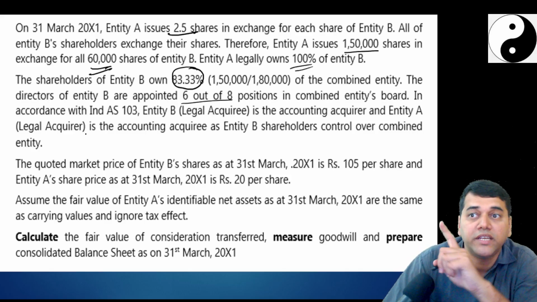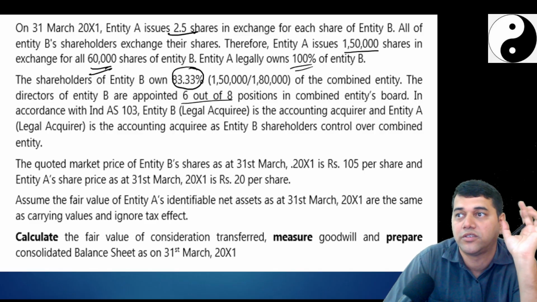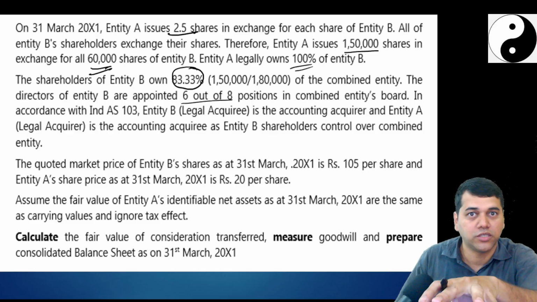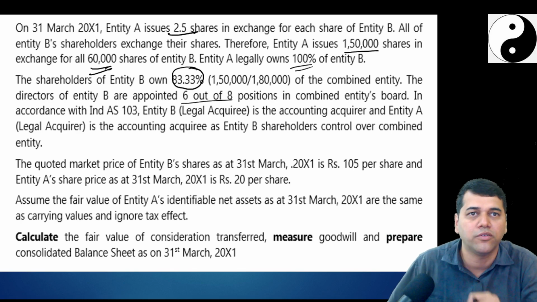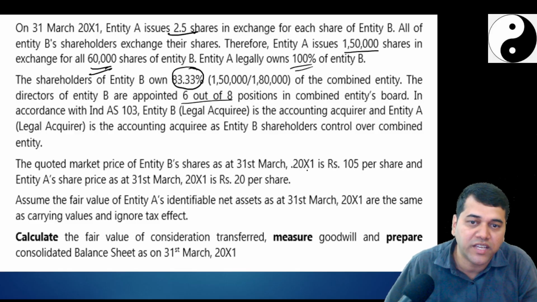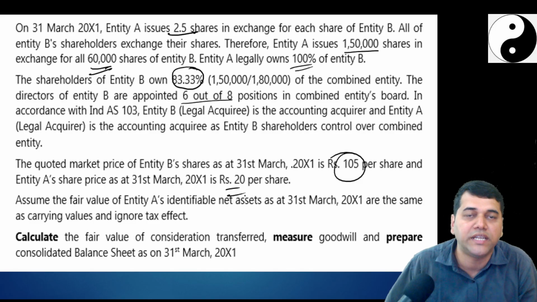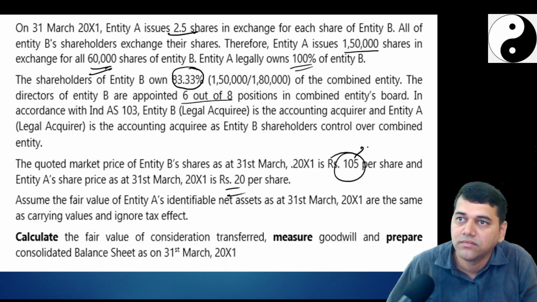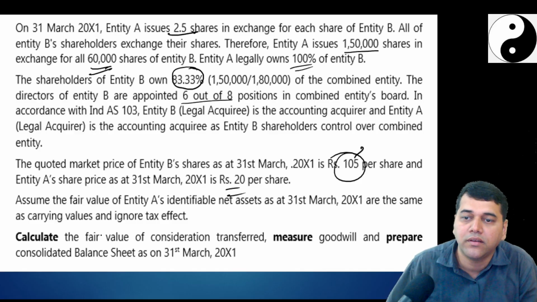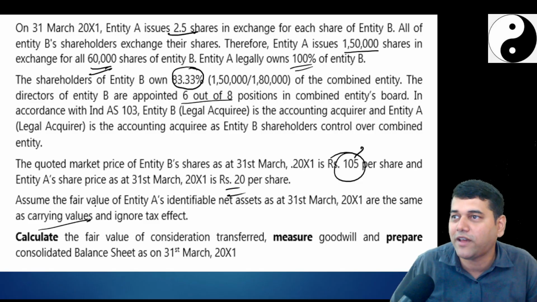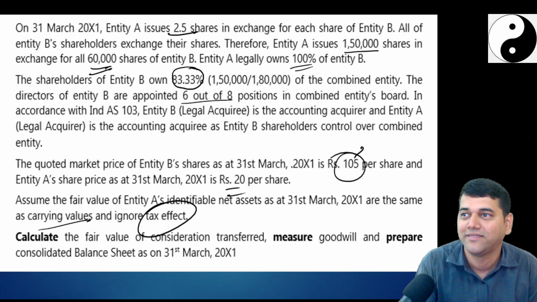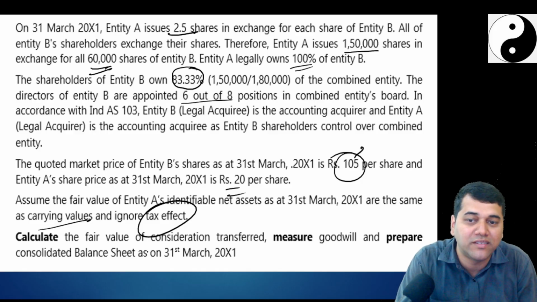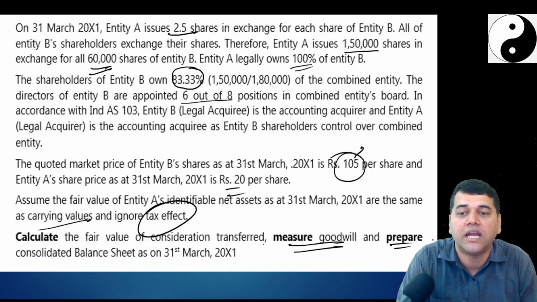And one more thing, in this example they didn't prepare the balance sheet. They have done only purchase consideration. So I think they will give you a question where you do purchase consideration as per this, and the balance sheet as per the previous one, because the numbers are the same. The quoted price of entity B's shares is 105 and A's shares is 20. I am interested in this. Assume the fair value of A's assets is the same. Okay, good, no change in the fair value. Ignore the tax effects also. Even if you consider tax effect, where is the deferred tax here? No need. So calculate the fair value of the consideration transferred, measure the goodwill and prepare the CFS.